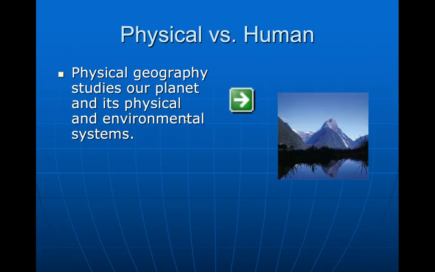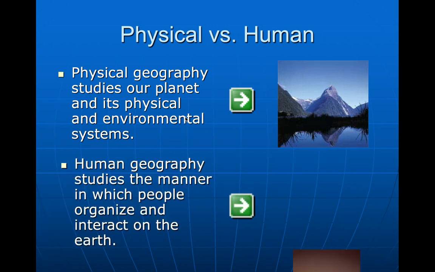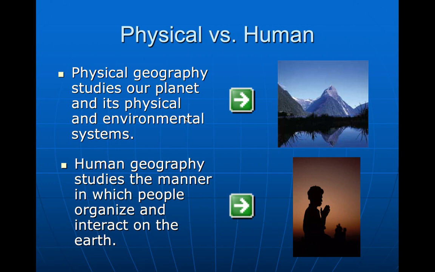Okay, so what's the difference between human and physical geography? Physical geography studies our planet and its physical and environmental systems. Human geography, on the other hand, studies the manner in which people organize and interact on Earth.